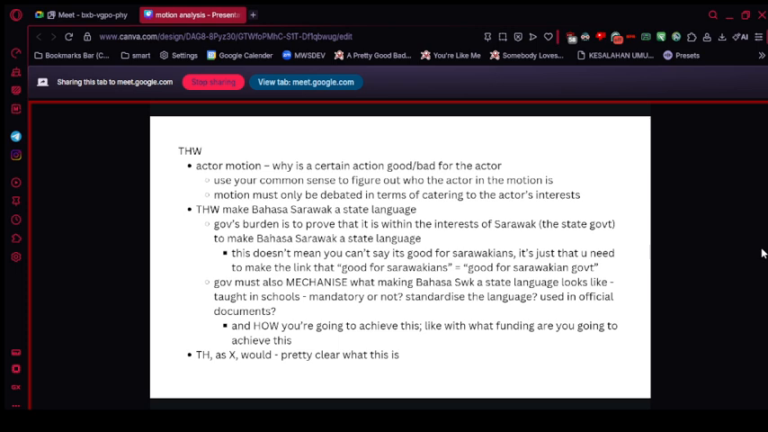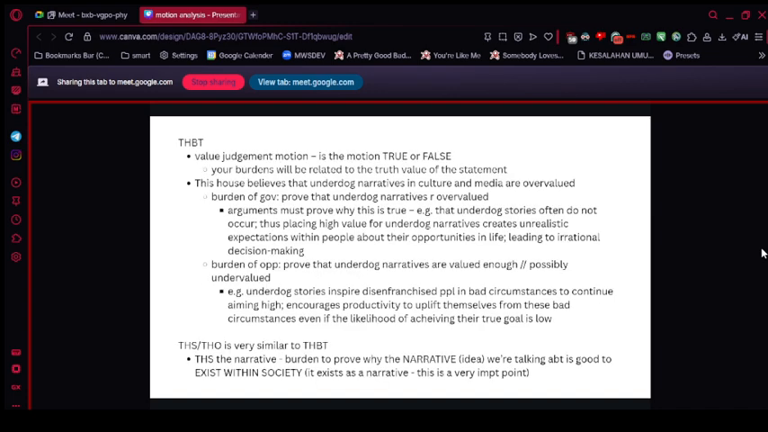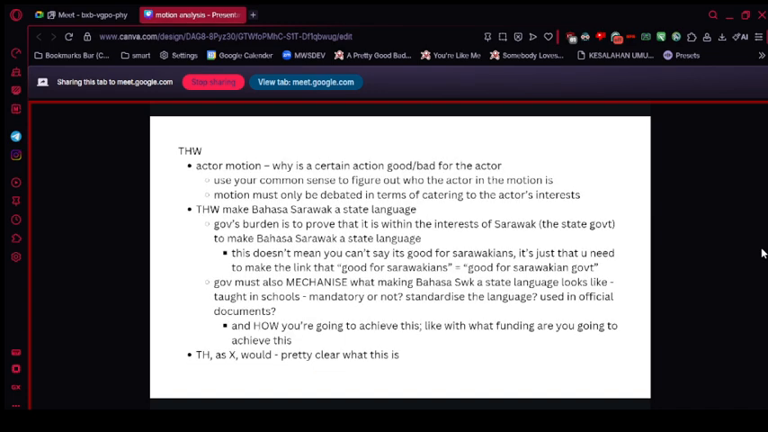And this also means that you need to mechanize what making Bahasa Sarawak a state language looks like. Because under this house would, unlike this house believes that and this house supports or opposes, the judge expects you to bring forth a mechanism, right? Under this house believes that and this house opposes, you're supposed to prove the likelihood that the government is going to be doing things this way or that way, right?